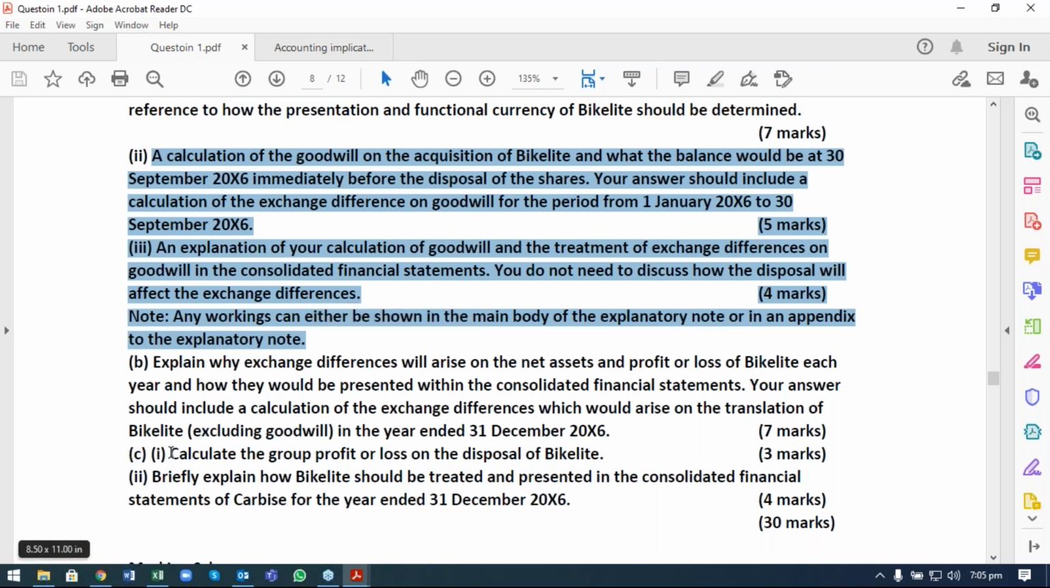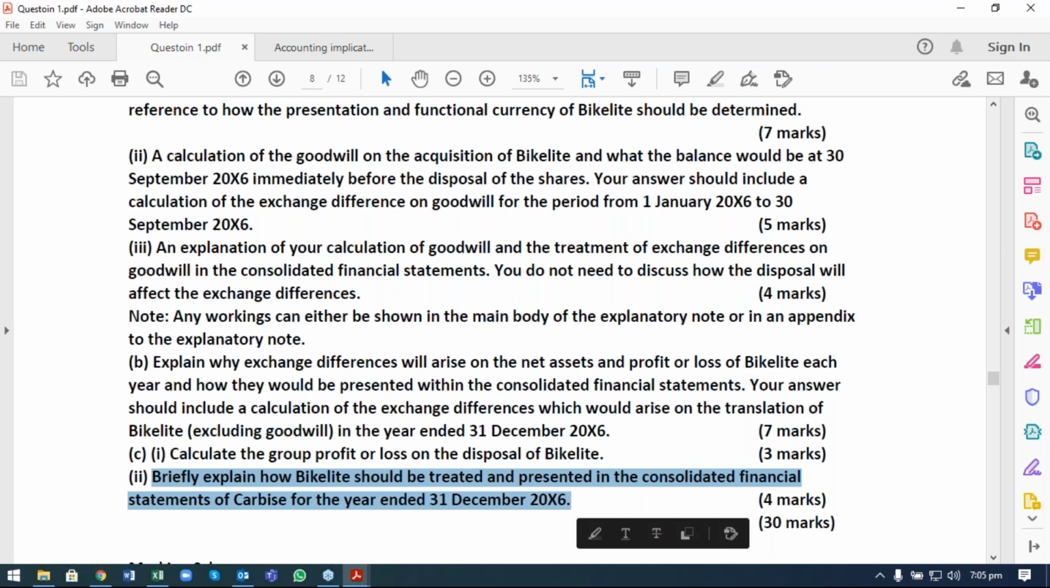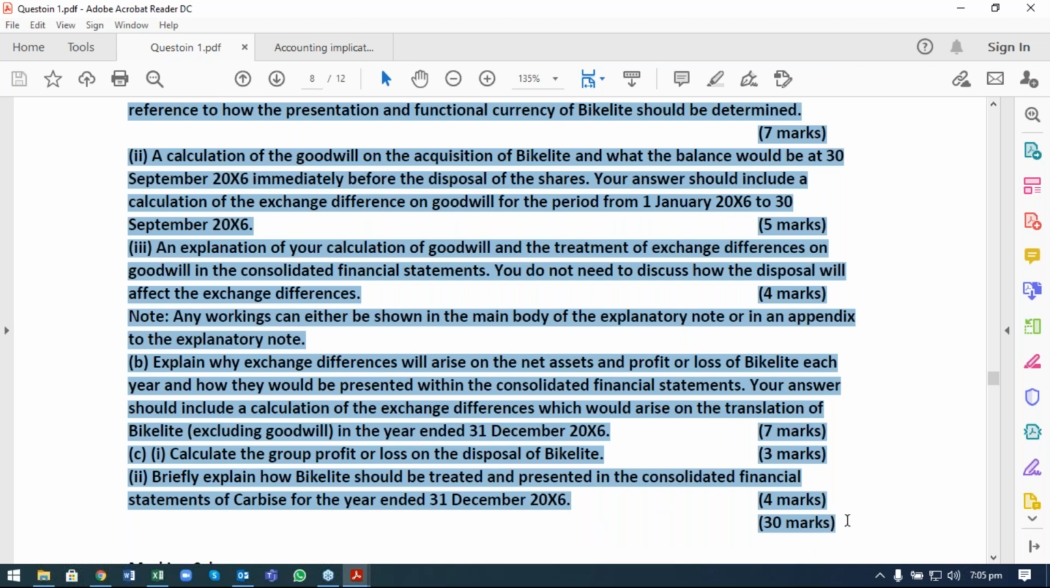This third requirement is to calculate the group profit or loss on disposal of Bakelite. What was the gain or loss that should arise on disposal of that company, and briefly explain how Bakelite should be treated and presented in the consolidated financial statements of Carbise for the year ended 31st December. So basically, all these requirements are related to the foreign exchange gains and losses that might arise on a foreign subsidiary.